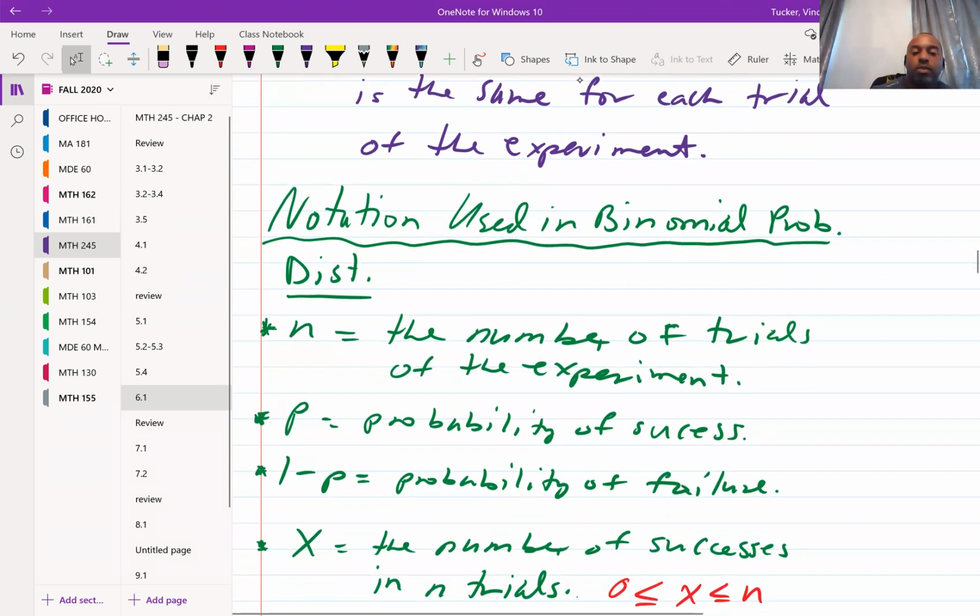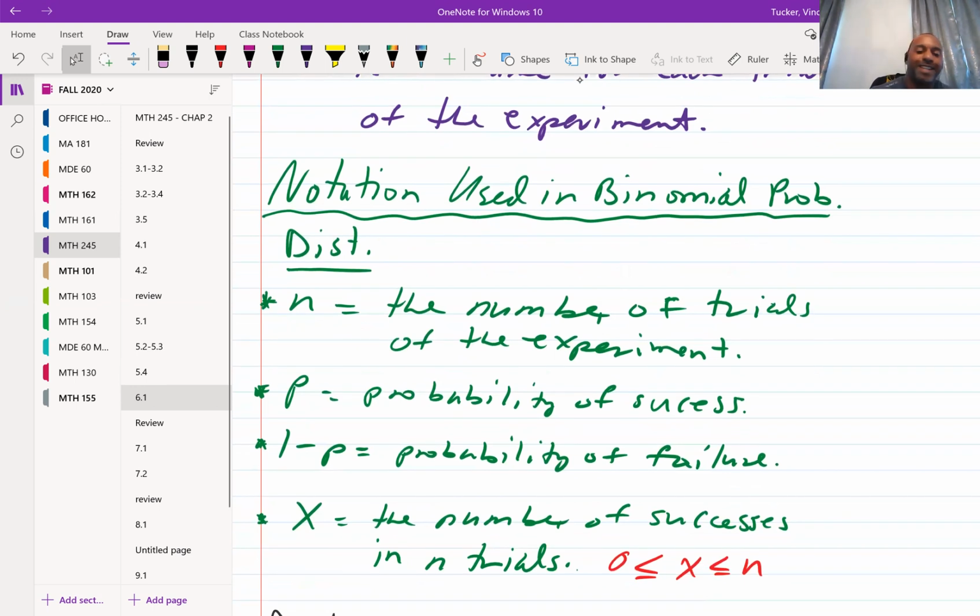And then x is going to be the number of successes in n trials. So you notice x is going to be between 0 and n. It cannot be larger than n because the number of trials is n. So 0 is no successes, and n would be all of them were successful. I'll wait on the rest because we have an example that will show that.